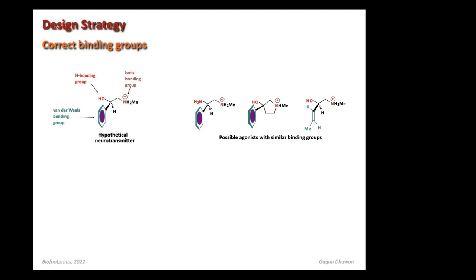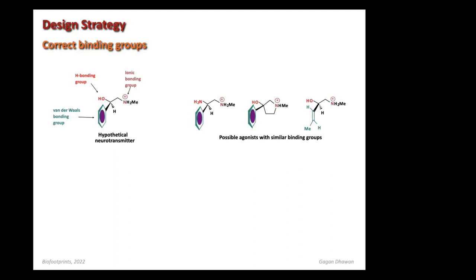So you have to identify the functional groups and how you can change them. You have seen in our hypothetical example, you have a hydroxyl group, you have a phenyl group, as well as the positively charged nitrogen amino group. So these three groups you have to modify. When you are modifying these groups, what are the possibilities of modification?